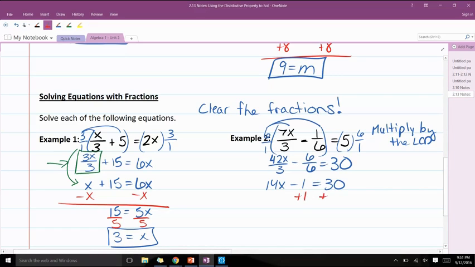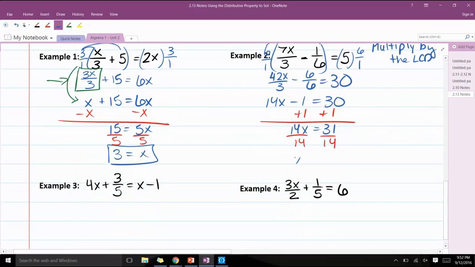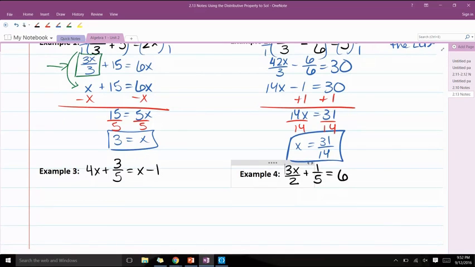Let's add the 1 to each side. So we have 14x equals 31. Let's divide each side by 14. Can you reduce 31 divided by 14? Nope. Okay. Remember, you can just leave it as an improper fraction. Don't get nervous because you get some fractions. Okay, at this point, I want you to go ahead and pause the video and solve the last two equations using the method we just talked about, and then start it back up and check your work.